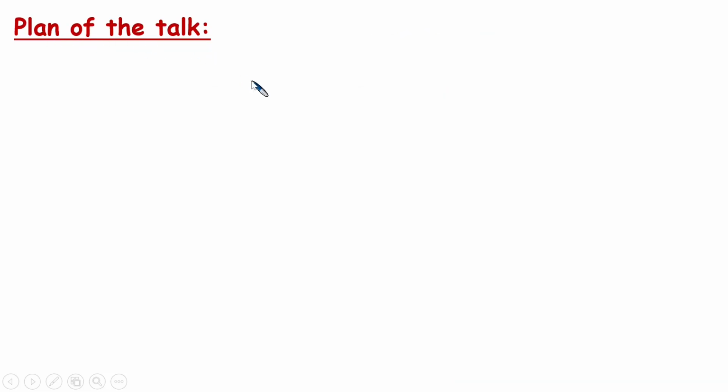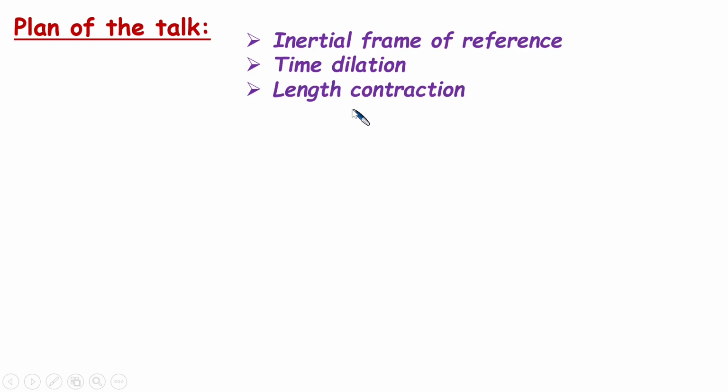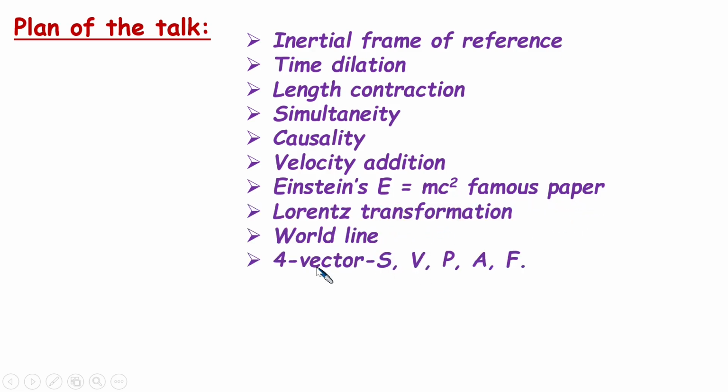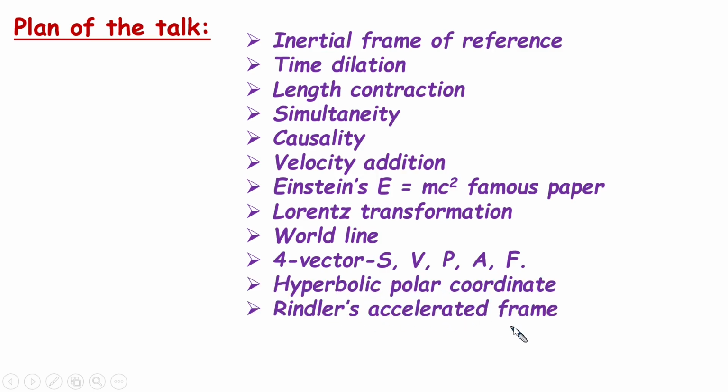So the plan of the talk will be, I will talk about inertial frame of reference, time dilation, length contraction, simultaneity, causality, velocity addition, then Einstein's E equals mc squared famous paper, then Lorentz transformation, then world line, then four vectors. This is your position four vector, velocity four vector, momentum four vector, acceleration four vector and force four vectors. And then hyperbolic polar coordinates, then Rindler's accelerated frame, Rindler's horizon, and then we will summarize.